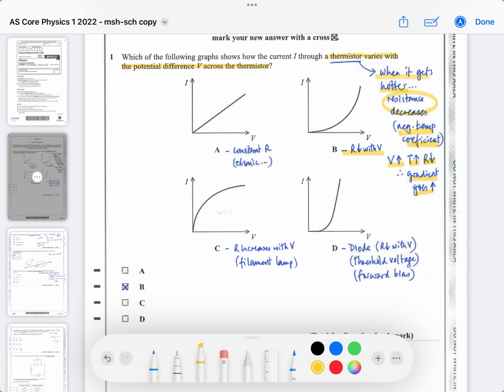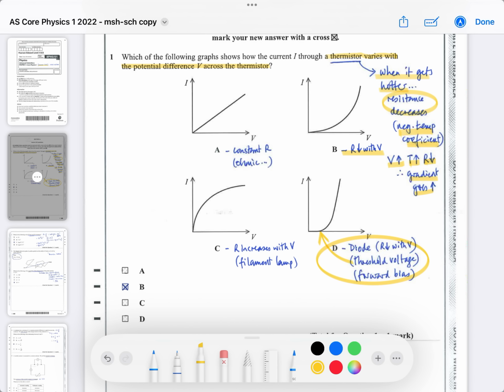Now, D looks like it's going in the same direction, but it's the shape of a diode. A diode has a threshold voltage, where there is no conduction before you reach the threshold voltage, so don't get confused. It is similar in that the steepness is increasing with voltage, but it's not a thermistor. A thermistor goes smoothly up.